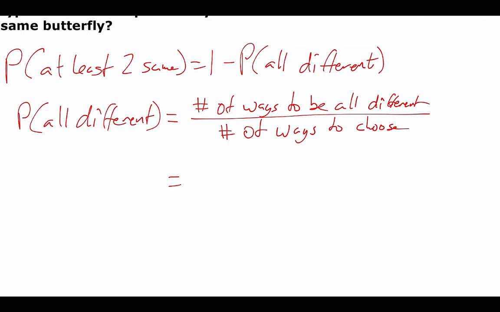So it's going to be 8P6 divided by the number of ways to choose without restriction. Well, if I go first, I've got 8 options, but if we can repeat, it's going to be 8 times 8 times 8 times 8 times 8 times 8. Each person has 8 choices. Now, 8P6, there are a couple different ways you can do this.